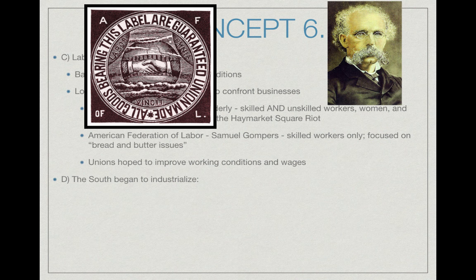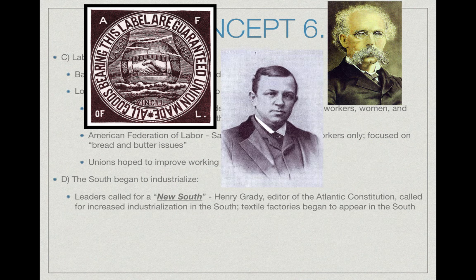The South begins to industrialize during this time, and it becomes known as the New South. And this term called for increased industrialization in the South, and you see textile factories began to appear in the South. So these factories that were so dominant in the North prior to the Civil War in antebellum America are now actually going to the source of the raw materials in the South.